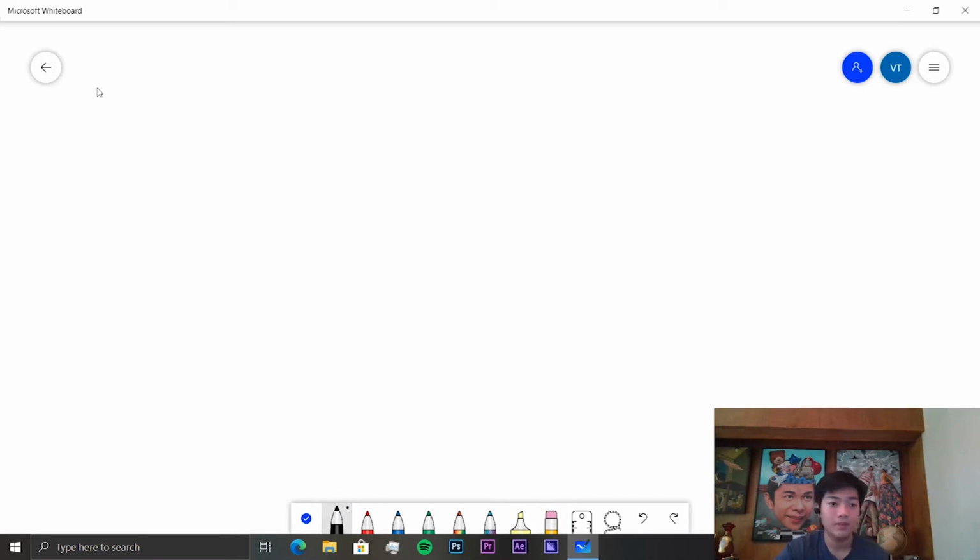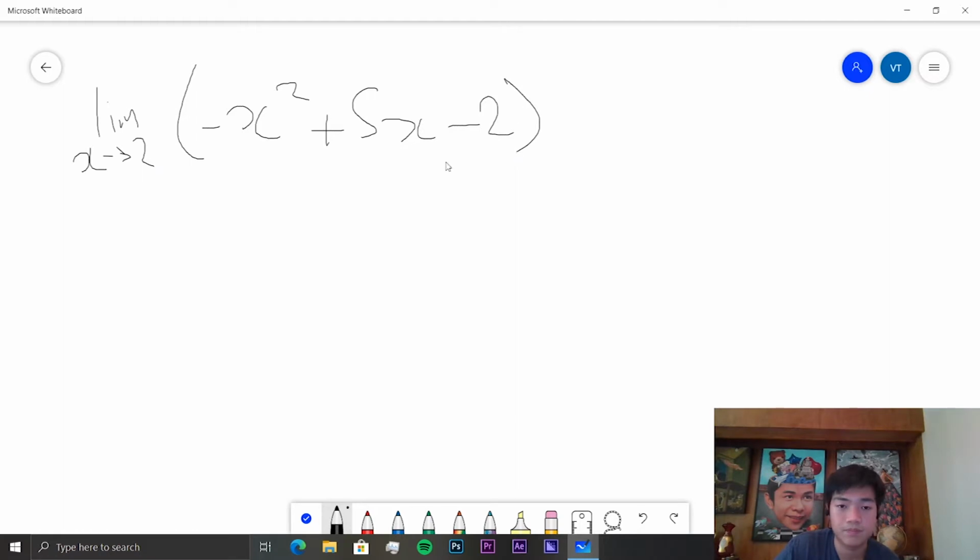First, we have the limit as x tends to 2 of negative x squared plus 5x minus 2. As x tends to 2, well, what does this factor out into? Oh, this actually doesn't factor. Hold on. Negative x squared plus 5x minus 2, as x tends to 2. I don't see a problem. Why would this not exist if it's at 2?